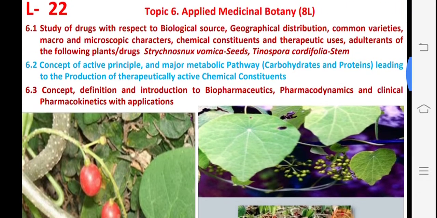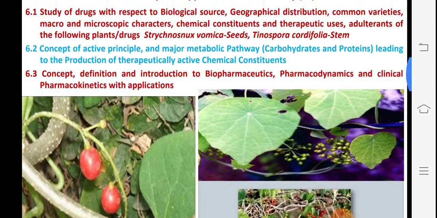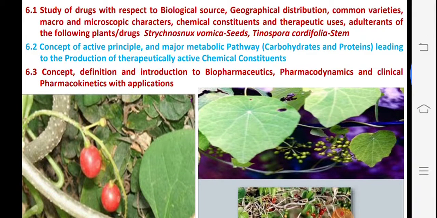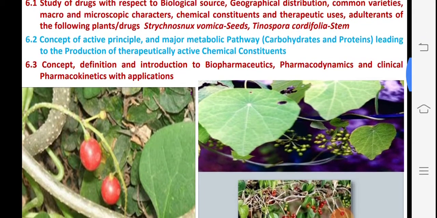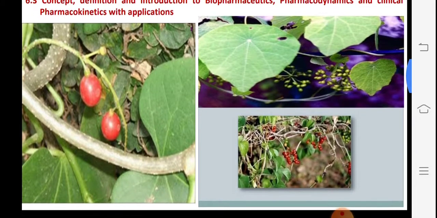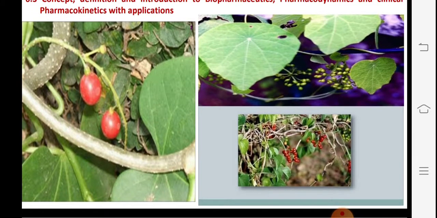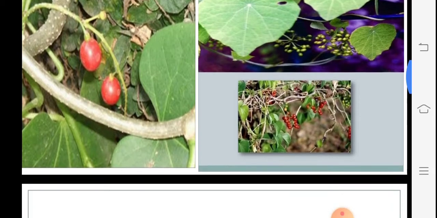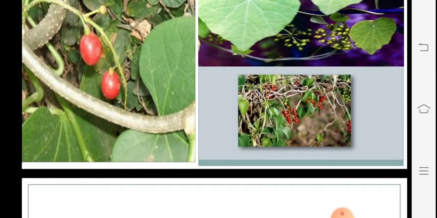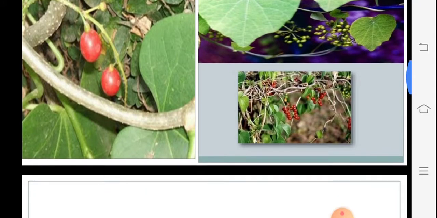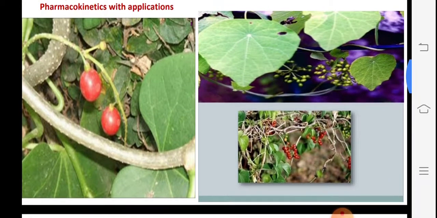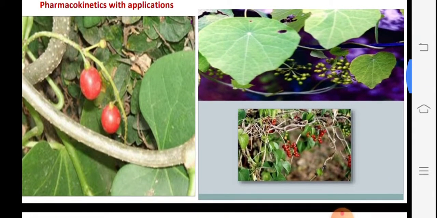So here, after Strychnos, I have selected the second example, Tinospora cordifolia. In Marathi it is called gudwel. You all know this. These are the red fruits, then heart shaped leaves are there, and very interesting nowadays in the corona situation, the kada of the gudwel is supposed to be good, and it is also good in hepatitis.